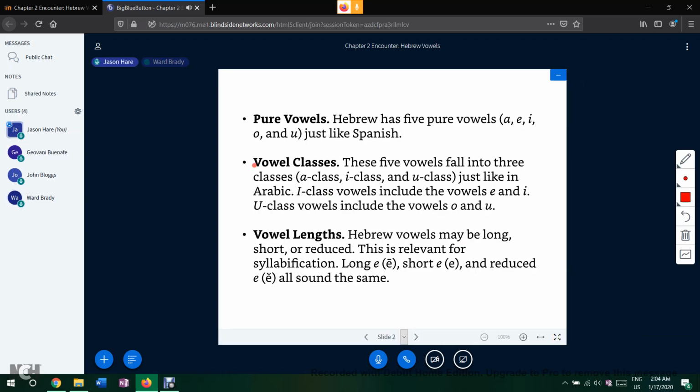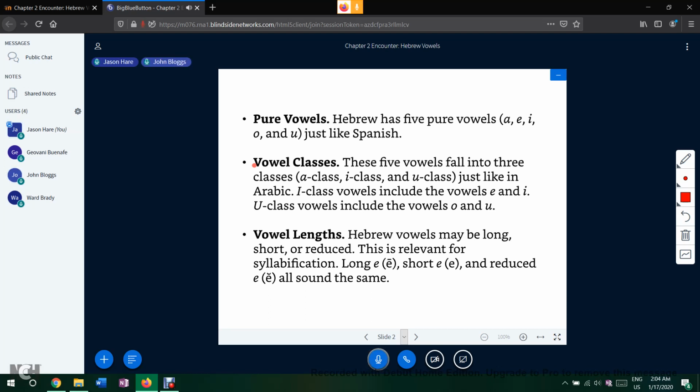And so further, these vowel classes are divided into lengths. There's long, short, and reduced. Reduced is also half. You could call it a half vowel. Length is not going to play into how we pronounce anything. It has to do with the length of syllables. Okay, and we'll look at it in a second. So you've got long e, short e, and reduced e, or half e.